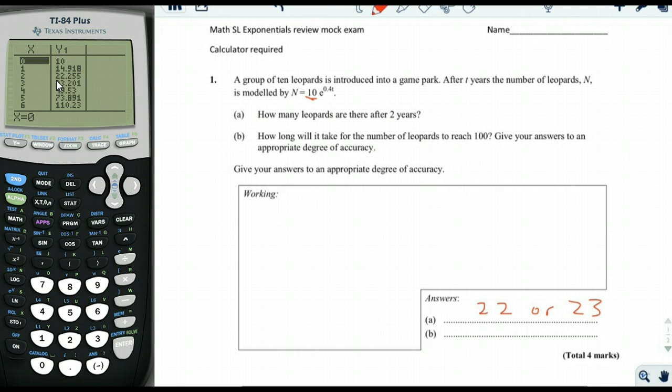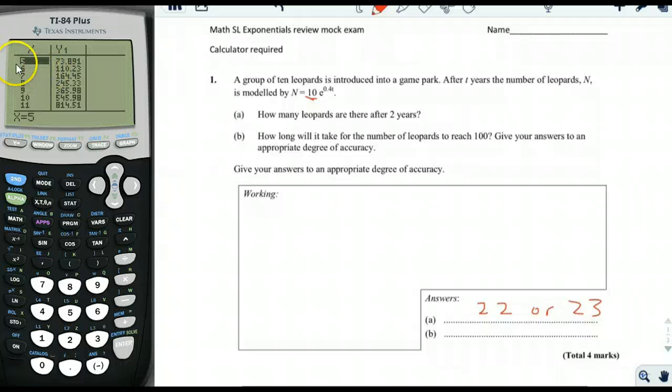Okay, how long will it take for the number of leopards to reach 100? Give your answers to an appropriate degree of accuracy. I'm going to show you 2 ways to do this. One of them is using a very rough degree of accuracy. They asked me the number of years, so I'm going to tell them the number of years. So let's see when it gets to 100. Oops, so we already went way past 100.